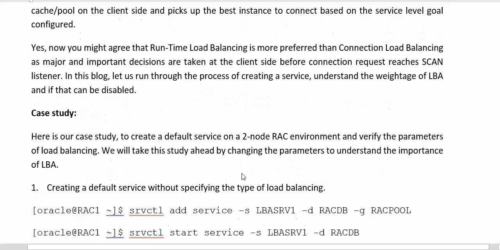We will do a case study here wherein we will take a 2-node RAC environment, add a default service, and then check what load balancing options are enabled on it. Before that, let me connect to my system, which is a 2-node RAC environment, and show you the status of that system and how it is configured. Then we quickly start this case study.